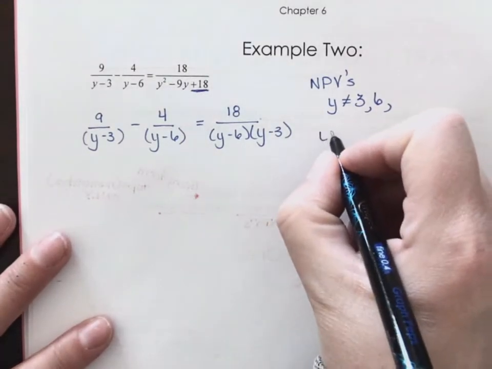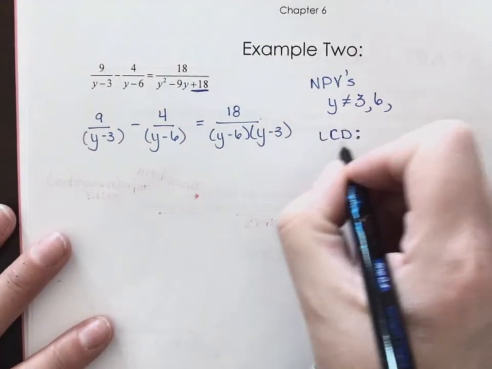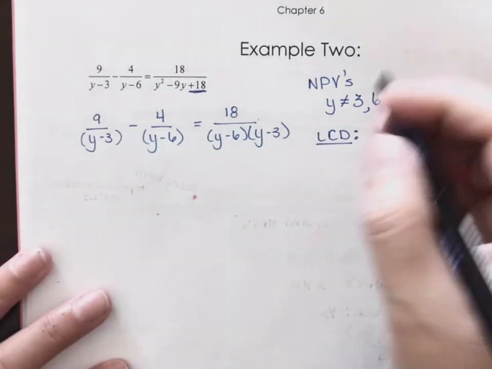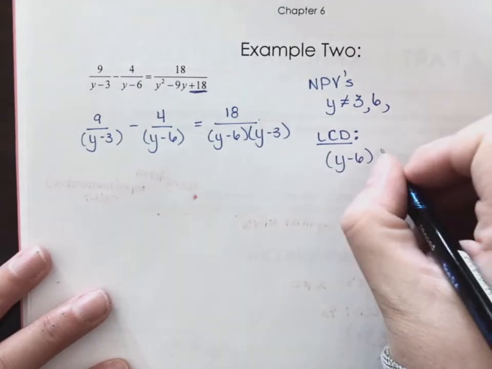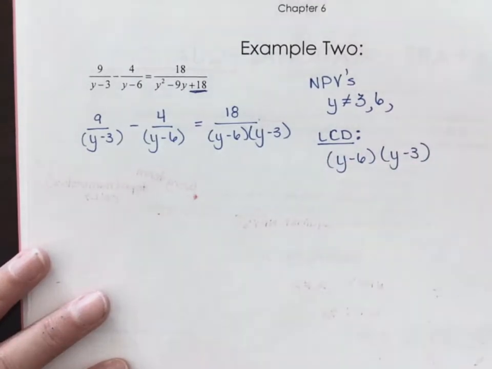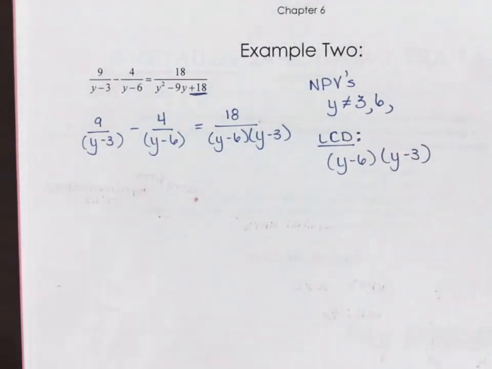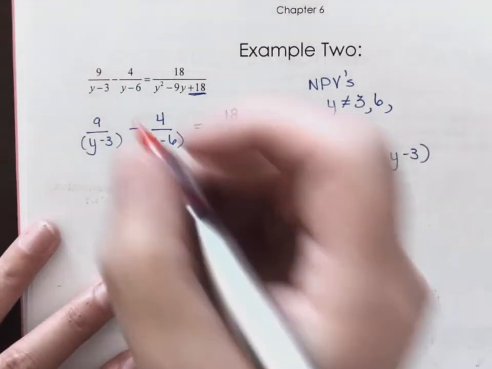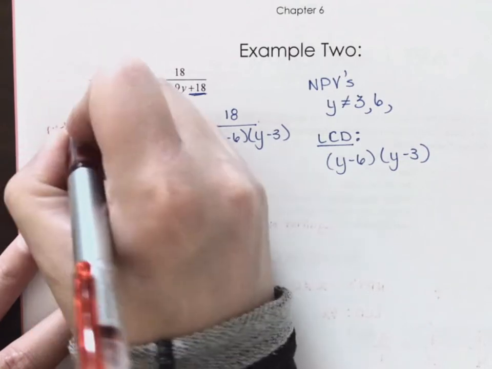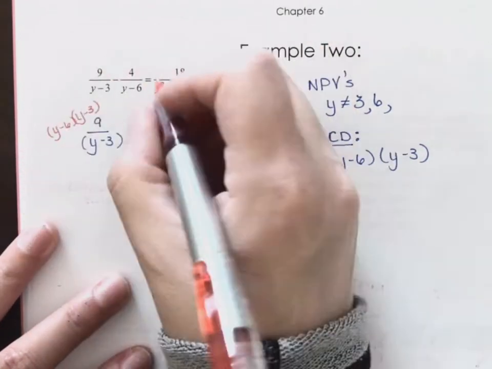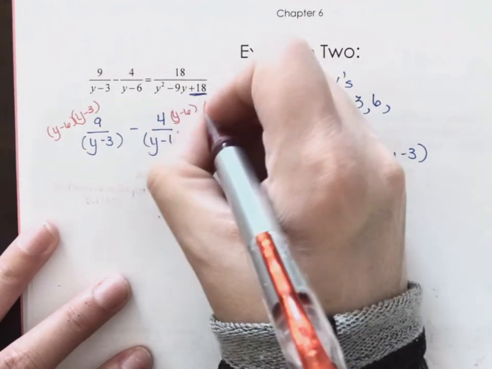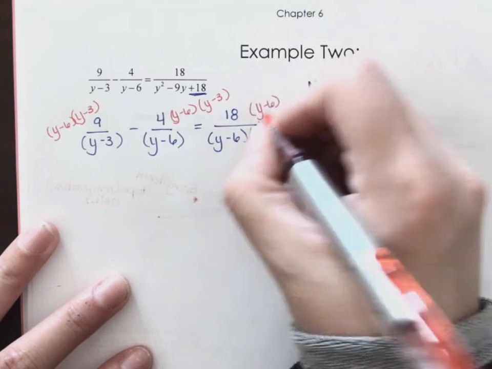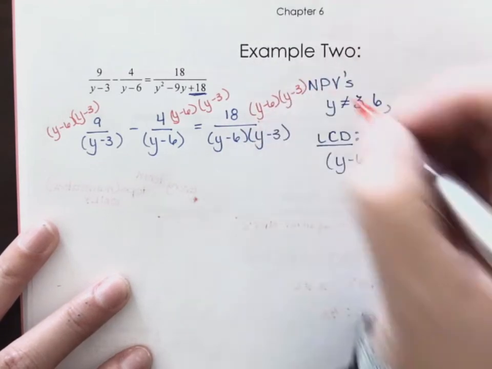Step three, I have to find my LCD. So what's my LCD? Yep. y minus 6 times y minus 3. Okay, so once I have that, I'm going to times each numerator by the entire LCD. So y minus 6, y minus 3, y minus 6, y minus 3, y minus 6, y minus 3.